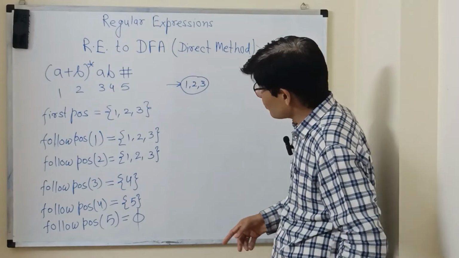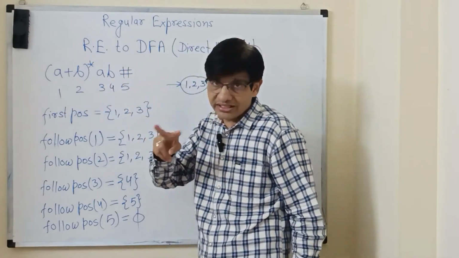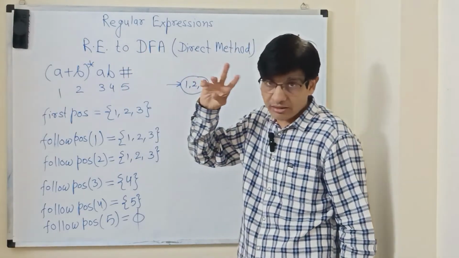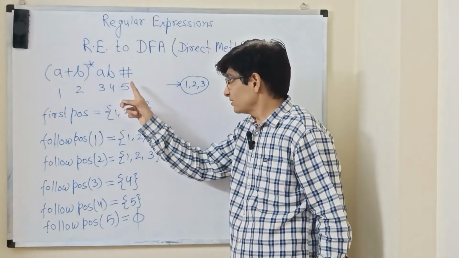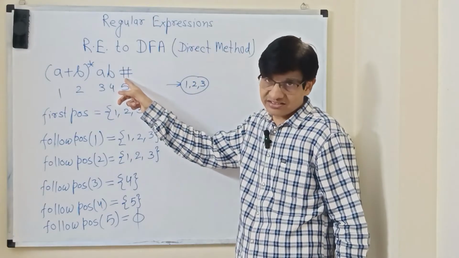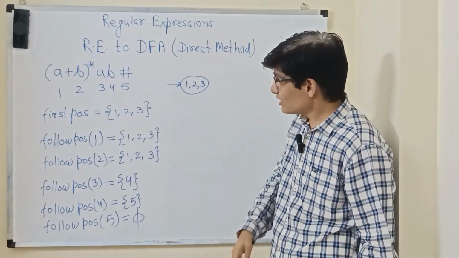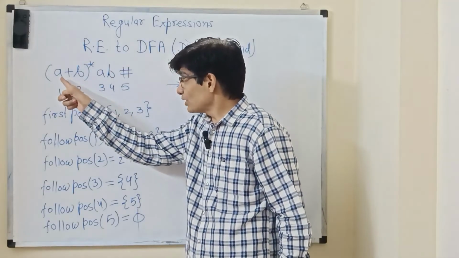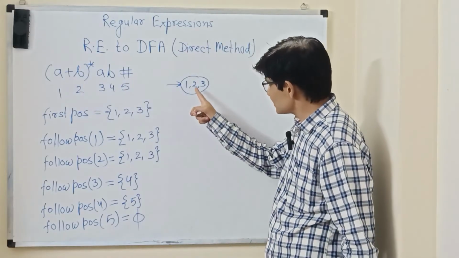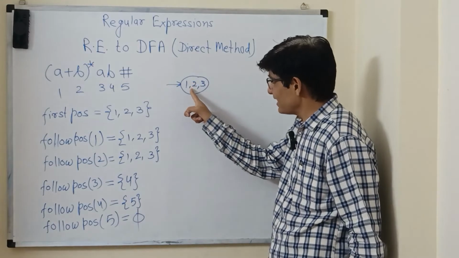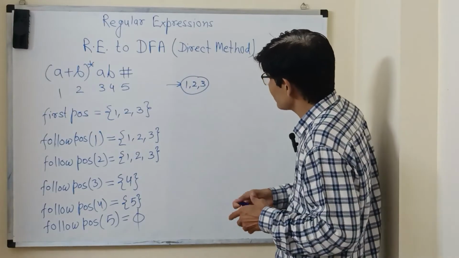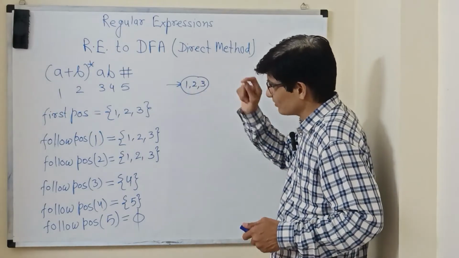Now, all possible symbols are A and B only. There are two input symbols only. That hash we have considered as an input symbol, but in the original regular expression it was not given. So we have added it as an extra symbol to identify the final state only. In the original regular expression, only two symbols were there, A and B. So we need to see both transitions for A and B from this state.